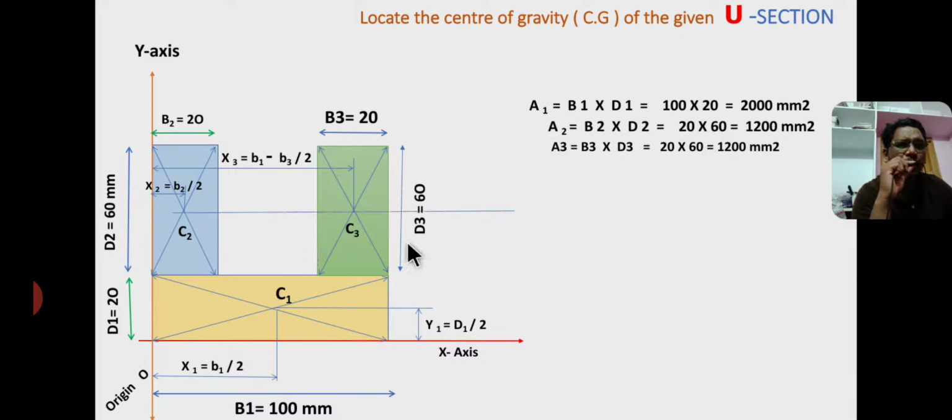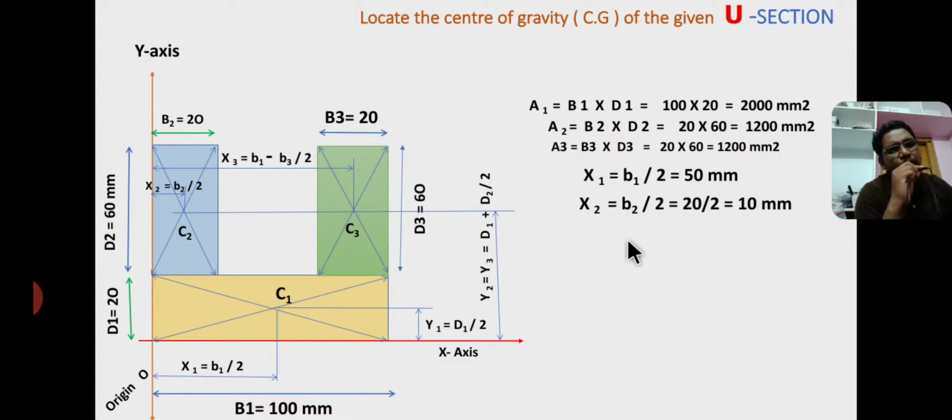Now y2 equals y3. Here C2 and C3 lie on the same reference line, that is this horizontal line. Therefore the values of y2 and y3 are equal, that is half of the base from here to here, half of the base plus the total height of the bottom rectangle, that is d1 plus d2 by 2. So y2 equals y3 equals d1 plus d2 by 2 or d1 plus d3 by 2.